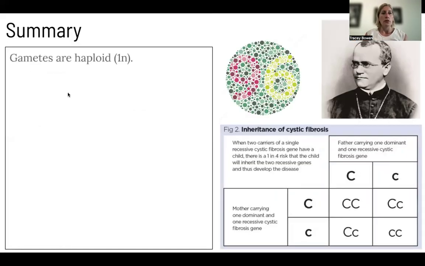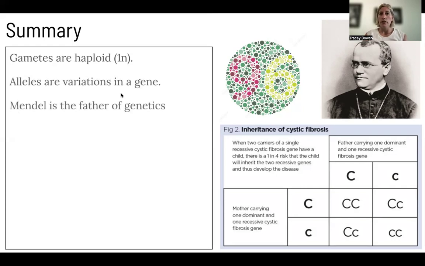So to summarize, gametes are haploid. That means they're one N, one strand of DNA, like one copy of chromosome 1, one copy of chromosome 2. Alleles are variations on a gene. Mendel is the father of genetics. That's him right there. And since we were just talking about red-green color blindness, this is a circle for testing for red-green color blindness. There's a number in here in pink, the number 9, and then the number 6 in here in light green. But it would be very difficult to see this if you were red-green colorblind.